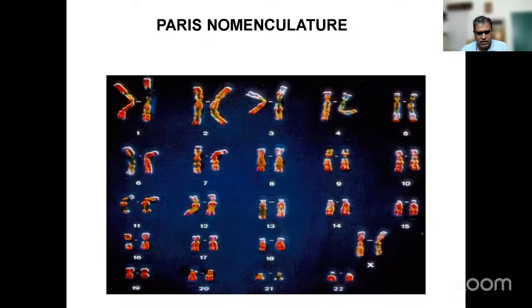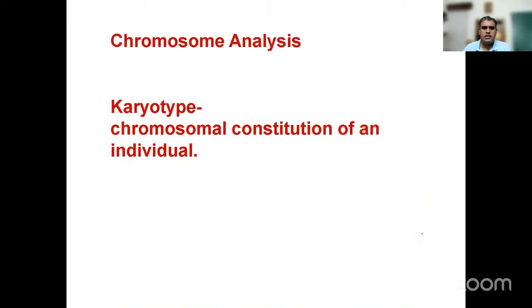There's also a Paris nomenclature. You can take a screenshot if you wish to, that might help. Now, karyotyping is very important. Chromosomal analysis, obviously, forms the base of the entire genetics. So, the chromosomal constitution of an individual.